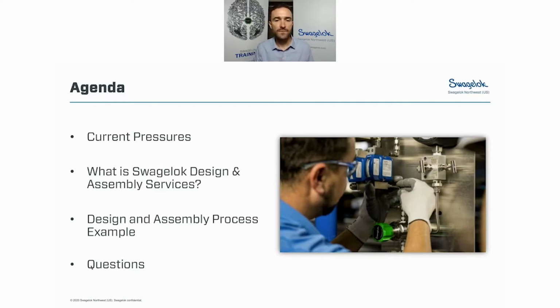So yeah, we'll talk a little bit about some of the current pressures that companies are facing today, and how SwageLock's design and assembly services can help alleviate some of that, and what we've done to try and adapt to those changing pressures, figuratively and literally, actually, to address that. And then, like I said, we'll go through an example of a project that we worked on not too long ago, to kind of paint the picture of how this process works and what some of the type of work we do here.